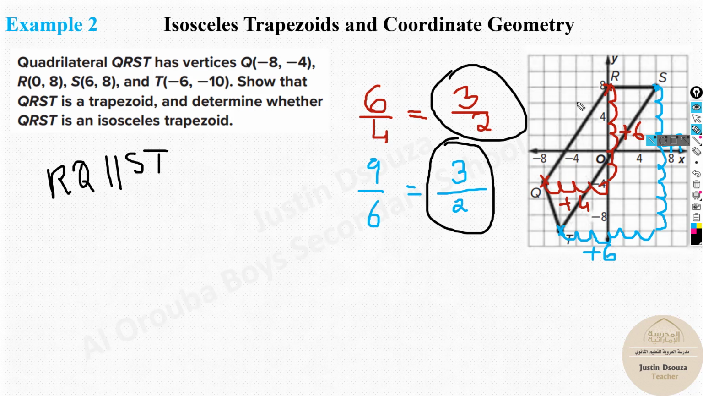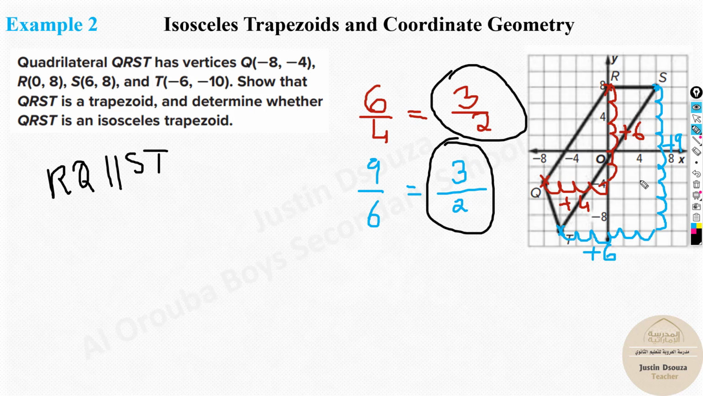This is one important thing what we have done. That is, we have found RQ and ST are parallel. Now don't stop. If at all RS and QT are parallel, then wrong. It's not an isosceles, it's not a trapezoid. Then it would be a parallelogram. See, trapezoids are not parallelograms.